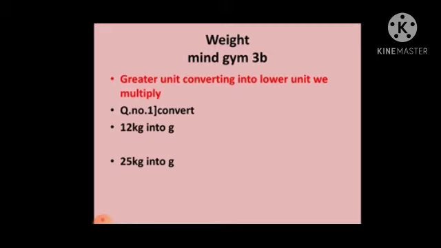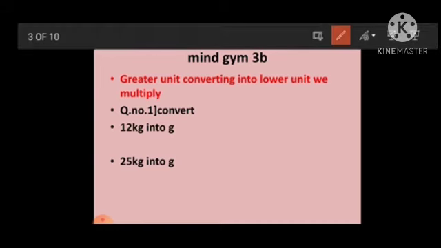Now, greater unit converting into lower unit, we multiply. And lower unit converting into greater unit, we divide. So first, 12 kilogram into gram. Which unit is greater? Kilogram. And this kilogram we convert into gram. Means bigger unit converted into smaller unit, we multiply. So 1 kilogram is how many gram? 1000 gram.